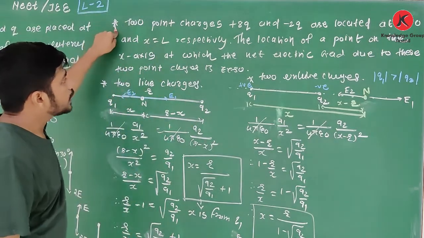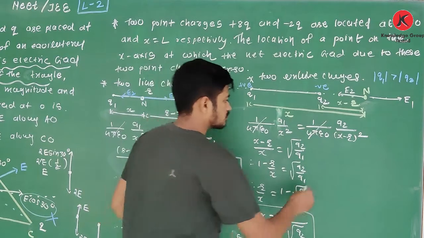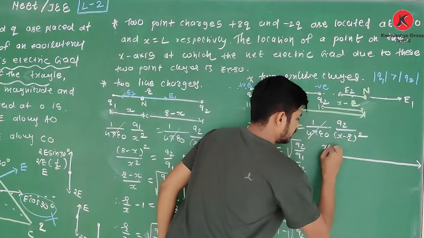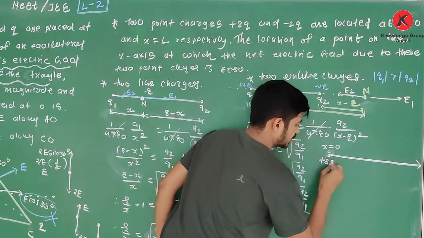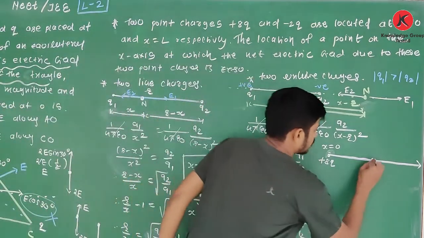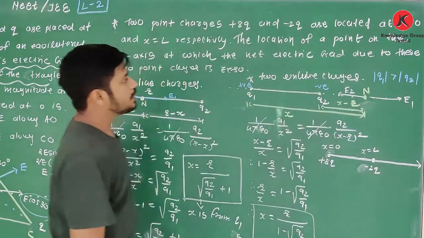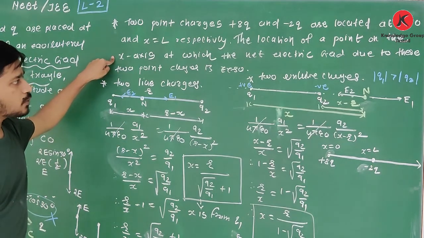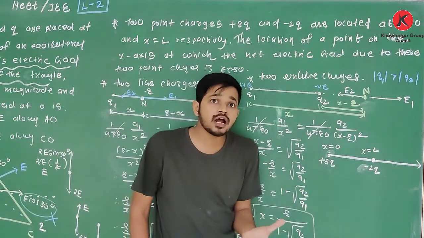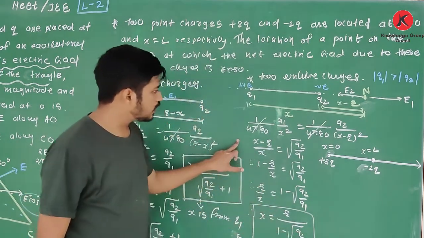Now for this question, the 2 point charges plus 8q and minus 2q are located at x is equal to 0 and x is equal to L. It is the x-axis. Plus 8q is at x is equal to 0, and the other, minus 2q, is located at x is equal to L. Then on the x-axis, at which point is the net electric field due to these 2 point charges 0? We are given 2 charges, and these 2 charges are unlike charges. So for unlike charges, you have to use this equation.